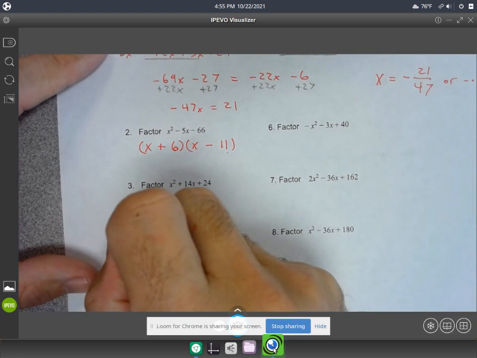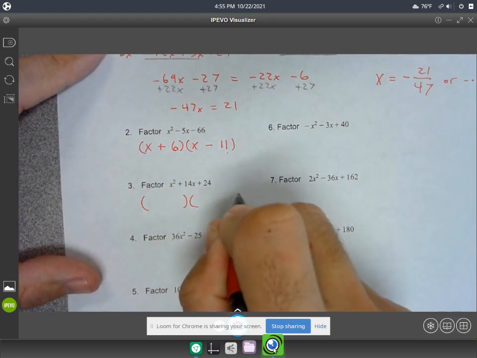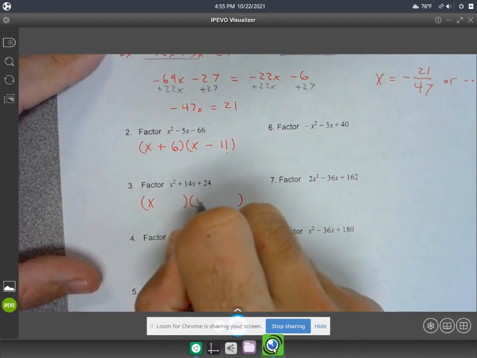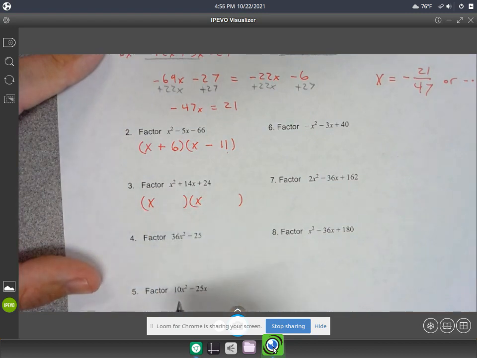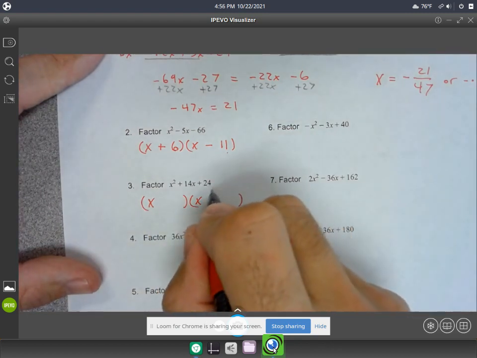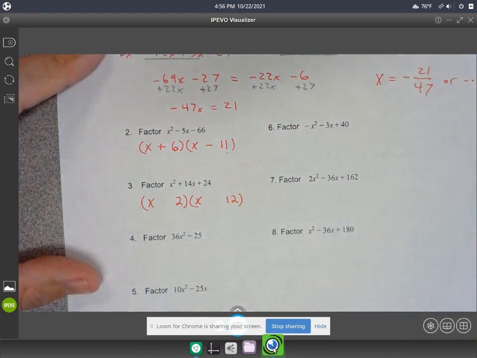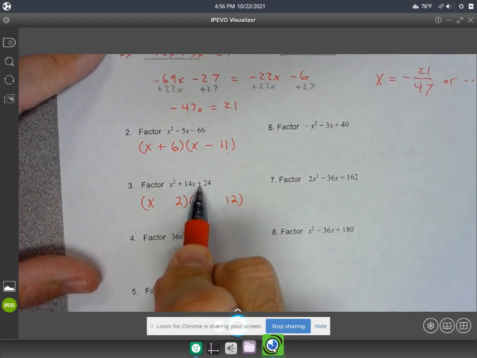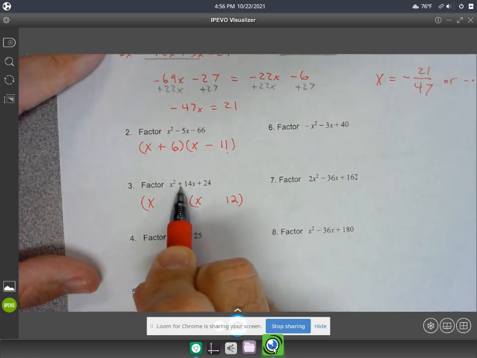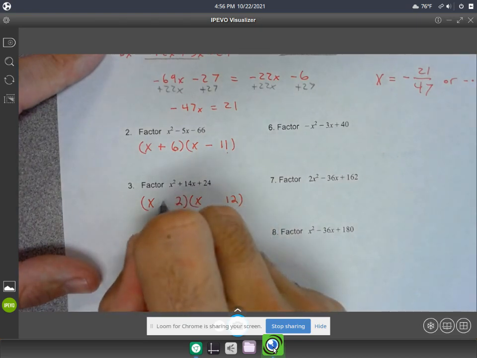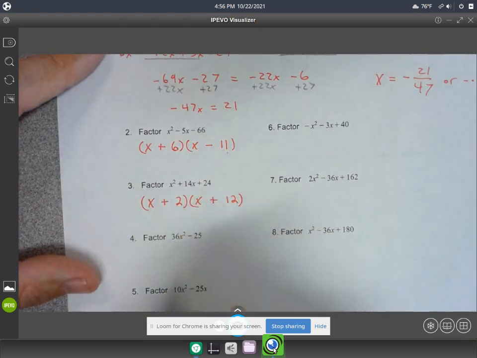All right, number 3. Again, it's got to be x times x in order to get x squared. See here. They need to multiply to 24 and add up to 14, so that's 2 and 12. It's a plus sign here, so they're going to be the same signs, and this tells me they are both positive. Cool.